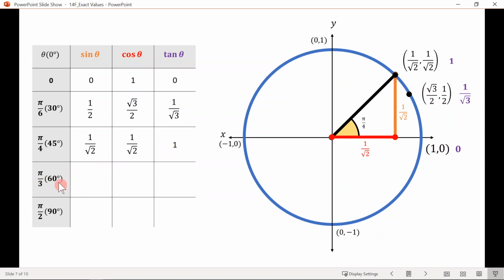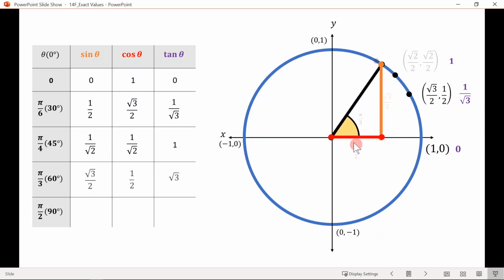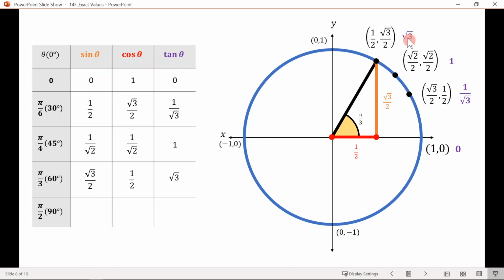Next, pi on 3, which is 60 degrees. So let's change this again. And as you can see, now I have pi on 3. The y length, or the sine length now, is the square root of 3 on 2, and the cos length, or the x length, is a half. So we're going to give it these coordinates, and if we were to divide this, so a half divided by the square root of 3 on 2, what we're going to end up with is the square root of 3, and that's going to be our tan value.